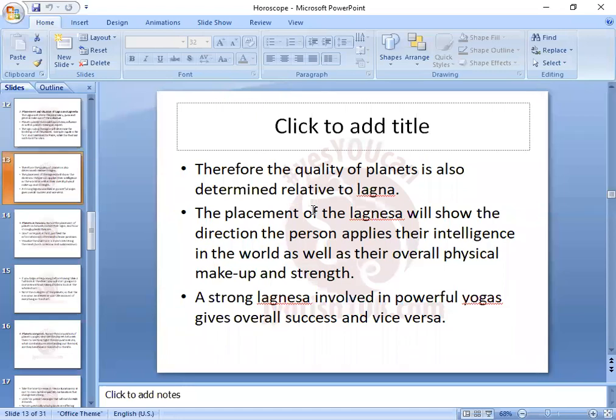A strong Lagnesha involved in powerful yogas gives overall success, and vice versa. So this is a very important thing to understand. Every time you are timing some event like marriage or death, or maybe getting a job, in that case, for example, for getting a job, people will always analyze, just a minute.